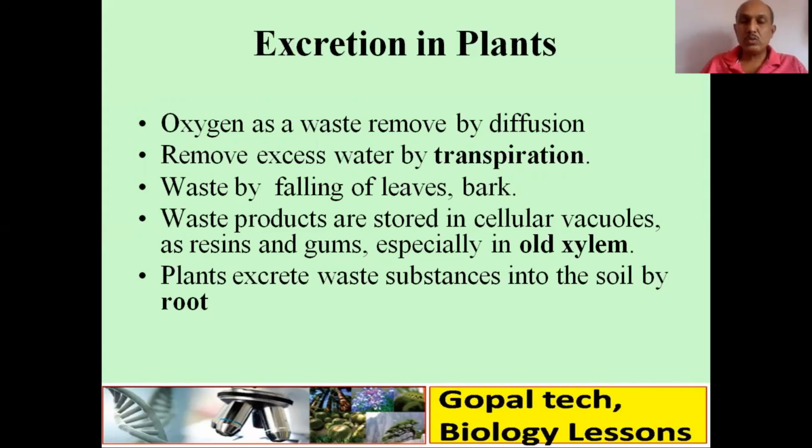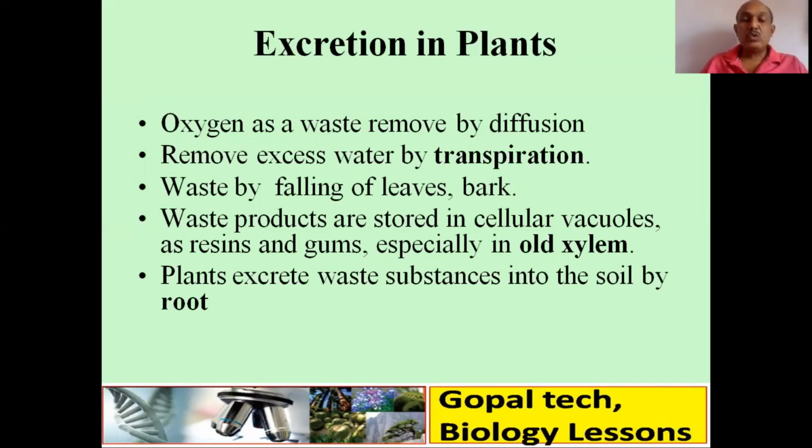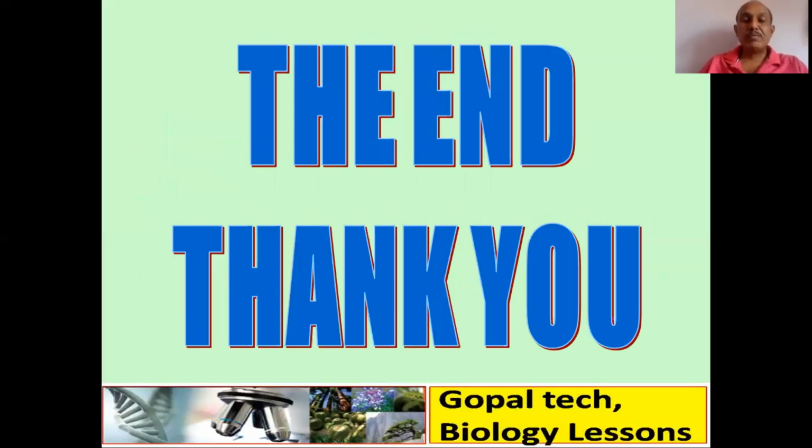So the root also removes waste material. Stem also removes waste material. Leaf also removes waste material through the stomata. Therefore, every part of the plant acts as an excretory organ. Okay, so this is the end of chapter number 6, life processes.